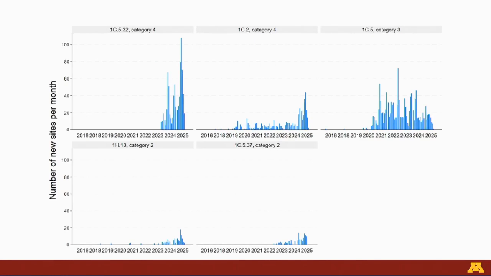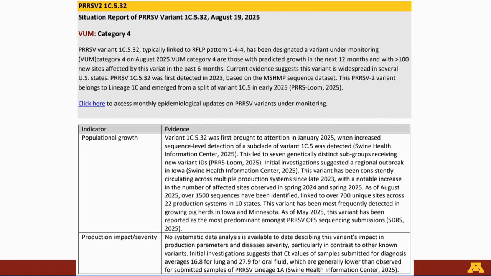And the reason I'm mentioning this is because we're discussing 1C.5.32 now, but next month you might want to understand, okay, what's the current situation, and you have a very good source here to go and see what's going on at the moment with each of those variants. And then for each of those variants, we also generate a situation report, which is pretty much just a quick summary of what is published in the literature and in the news regarding what we know in terms of population growth or distribution of this variant, and also production impact or severity.